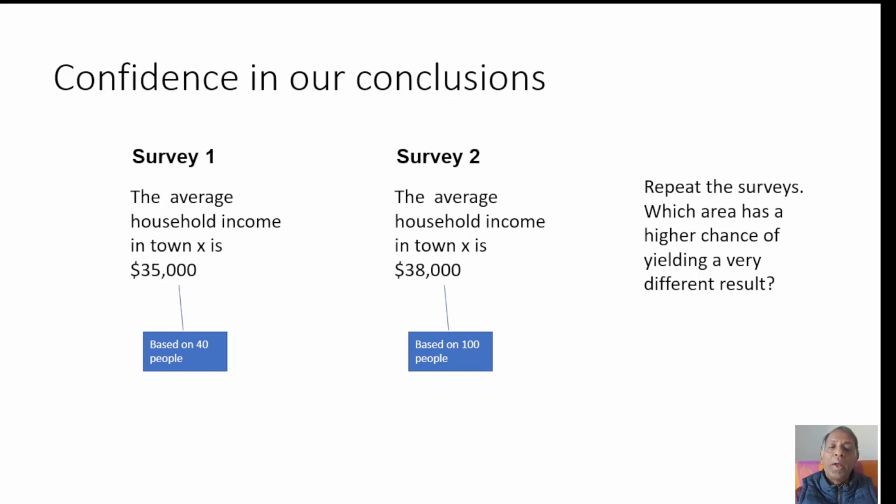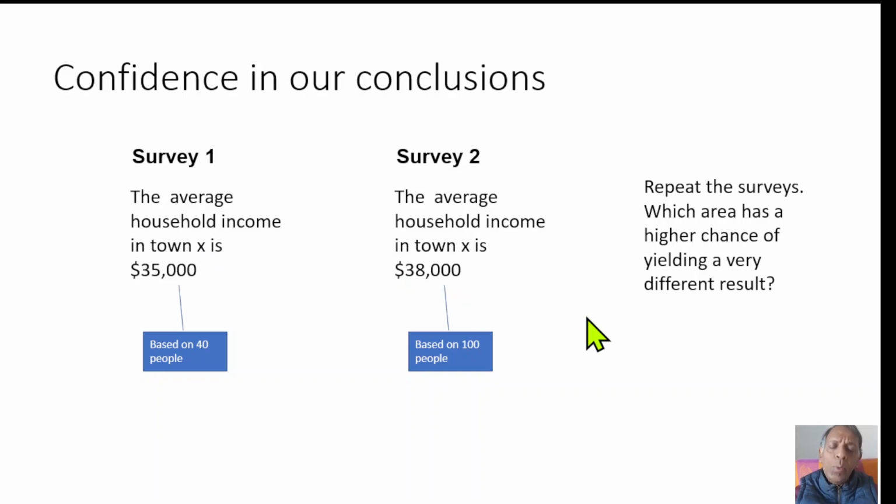Another way of looking at it is, well, suppose we repeated the survey. The same survey we repeated in survey 1 and we repeated in survey 2. Which one has a higher chance of yielding a different result, right? Once again, we'll say since this was based on 100 people, it is more likely that the result I will get if I repeat it will be closer to 38,000 than if I did the same thing here with 40 people. It's likely to differ from 35,000 a lot more.